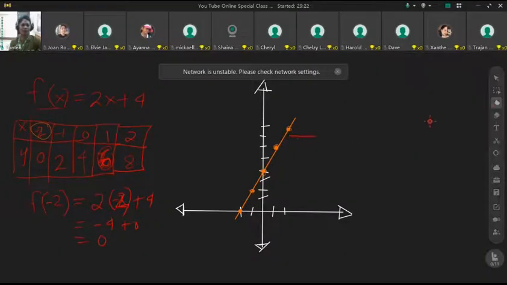If x, sorry. Ayun, bakit ganyan? Come on.